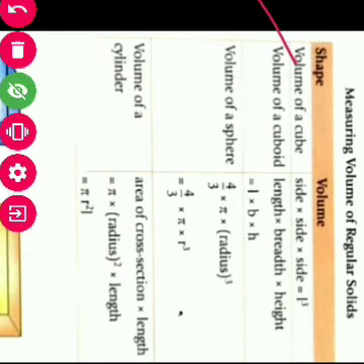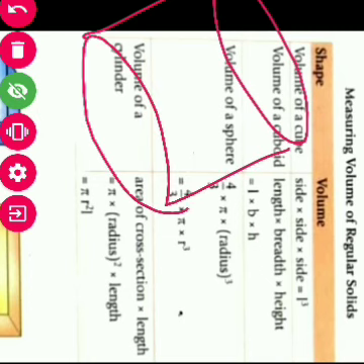Now r square into L. What is L? Suppose this is a cylinder again. The radius we know, and this height over here is L. So the formula for this is pi r square L.